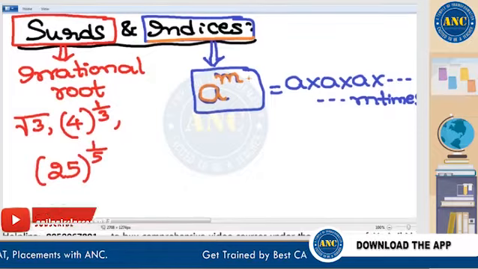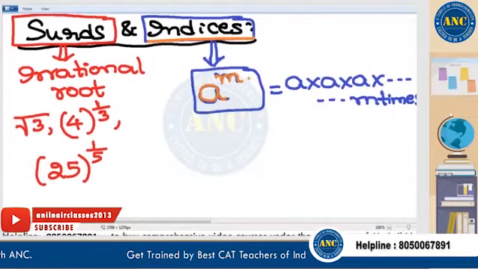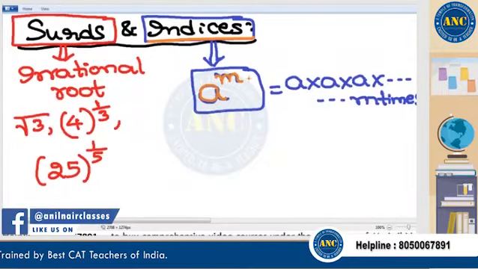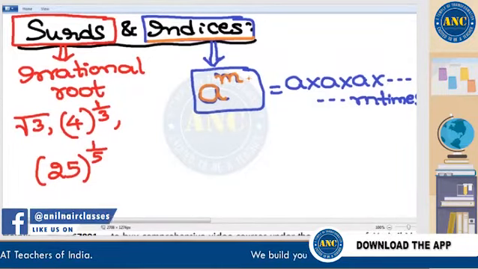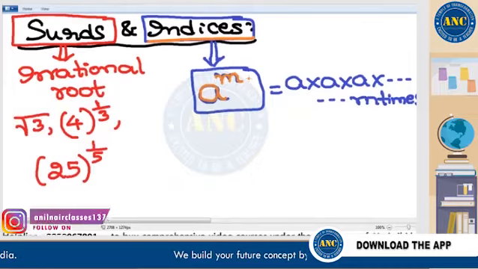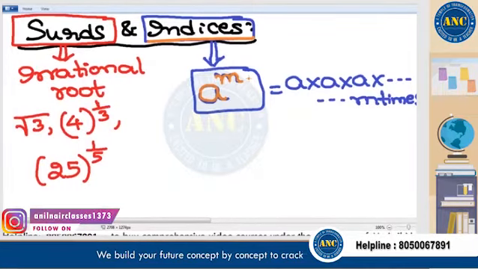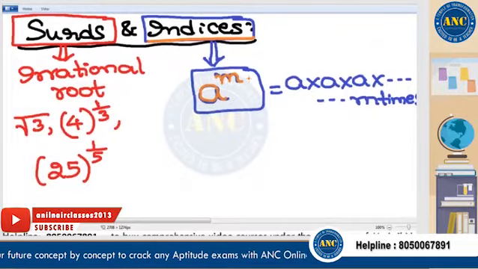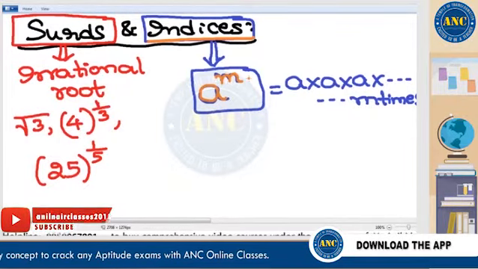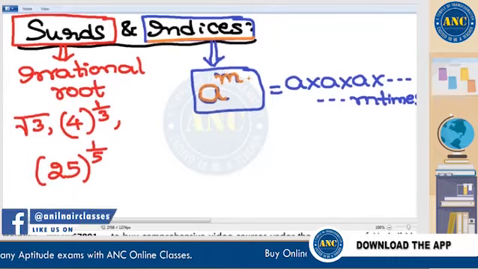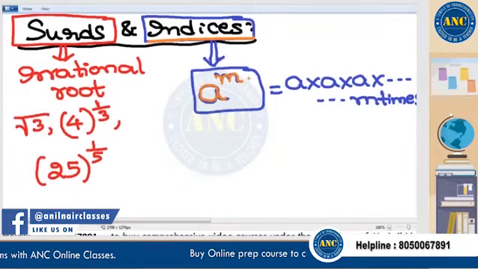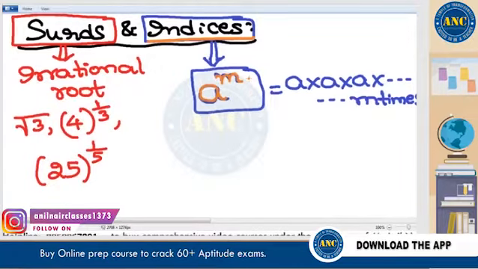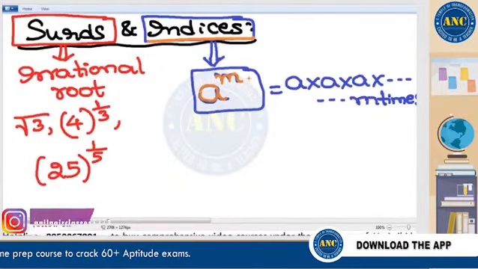Surds and indices is what we are referring to, which is either an irrational root which will not give you a rational number. Suppose, for example, the square root of 4. The square root of 4 is equal to 2. That is a rational number, or a whole number, or a natural number, so it is not an irrational root. So the square root of 4 is not considered a surd, right? The square root of 3 will give me a value like 1.73 and so on, so that is considered a surd, right?